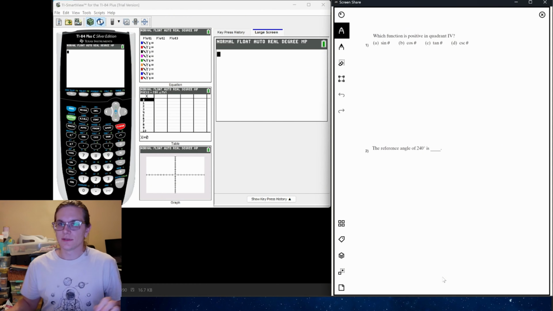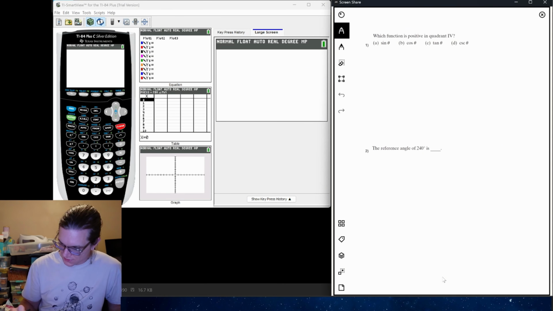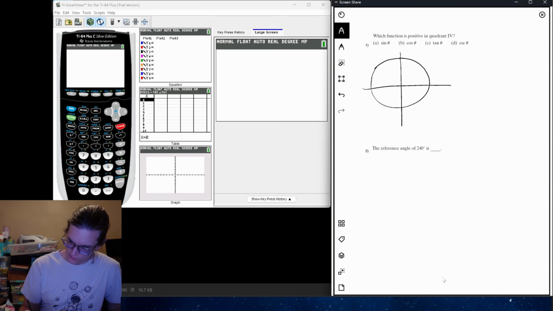And the only thing left to do is solve some problems. So number 1 here says, which function is positive in quadrant 4? Okay, let's think about it. We got our 1, 2, 3, 4. So that's over here. That is x's and y's, where the x is positive and the y is negative. So which function is positive in quadrant 4?